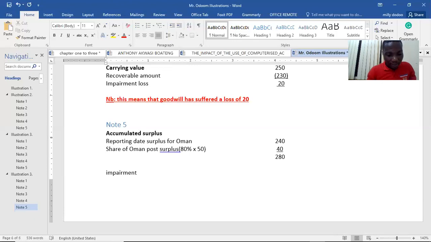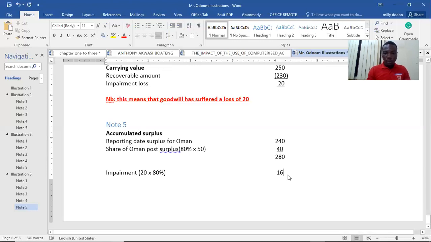We have impairment to be 20. Total impairment to be 20. And a man is having 80% in the company. So anytime there's profit, you enjoy 80. So anytime there's loss, you should also enjoy 80. So 80% of the 20, suppose it should be 16, if I'm not mistaken.